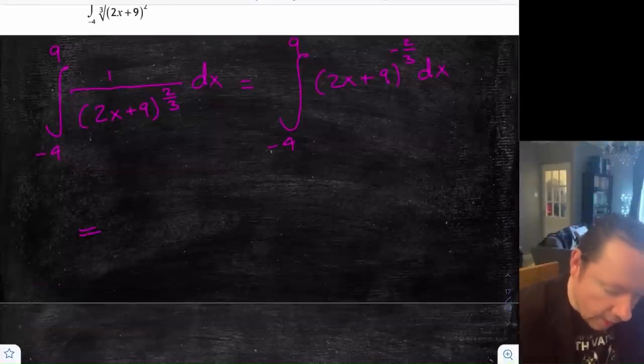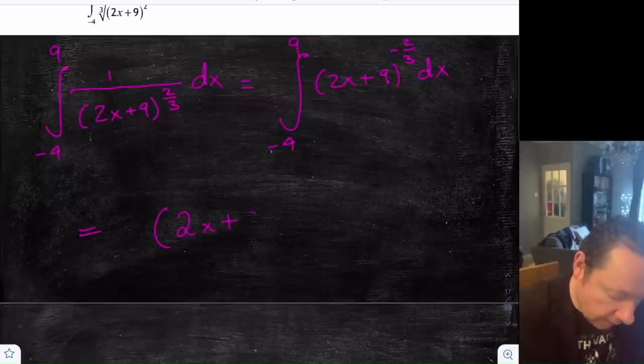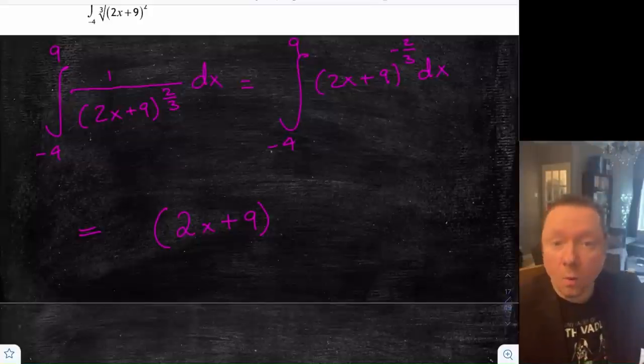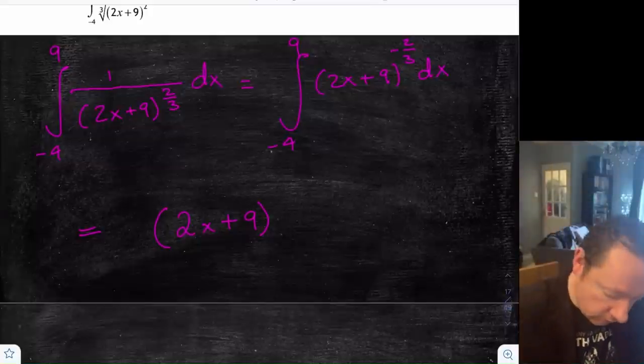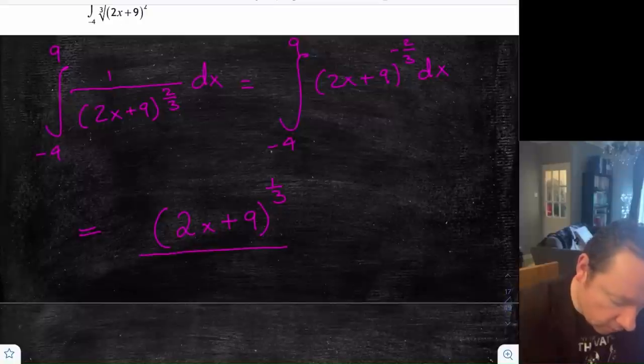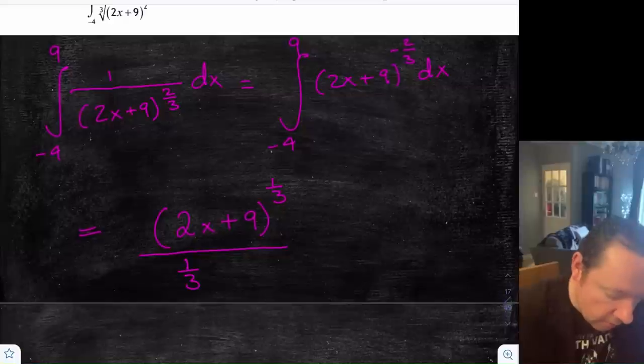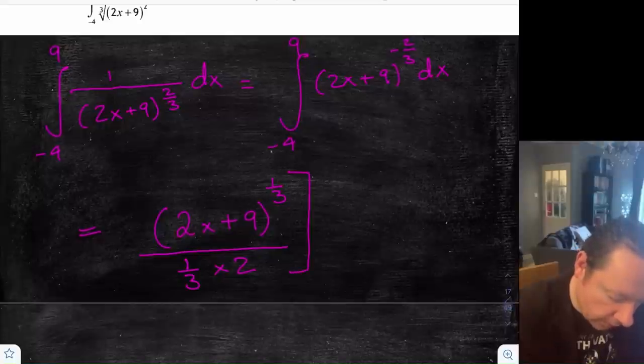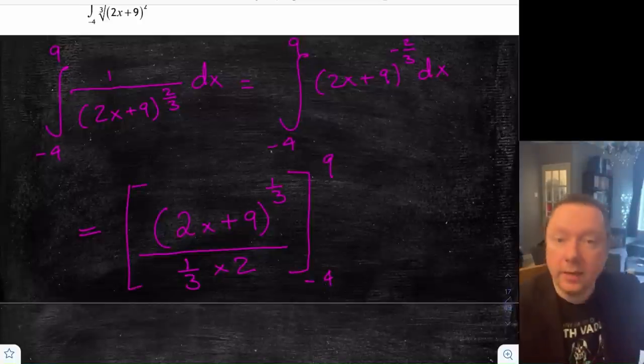So we add 1 to the power and divide by the new power. So being very careful, we've got 2x plus 9. Add 1 is a third, divide by our new power, so divide by a third, but also divide by this differentiated, which is 2. So I can say times 2 on the top bottom as well, and that is between minus 4 and 9, which I'll substitute in when I'm ready.